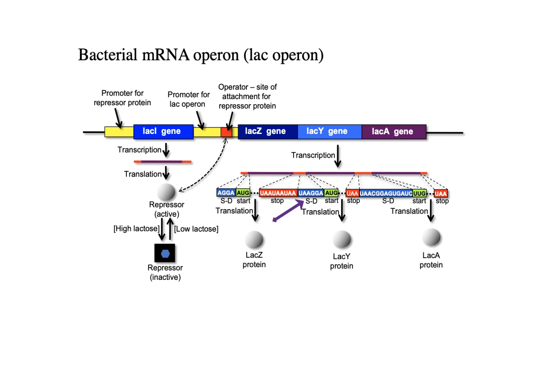Then there is another Shine-Dalgarno sequence after that, that positions that mRNA in the small subunit. There's an AUG start. You make the lac-Y protein, and then there's a stop to stop that translation to make that protein. Next, there's another Shine-Dalgarno sequence to, again, position that mRNA for reading the next part of that message.